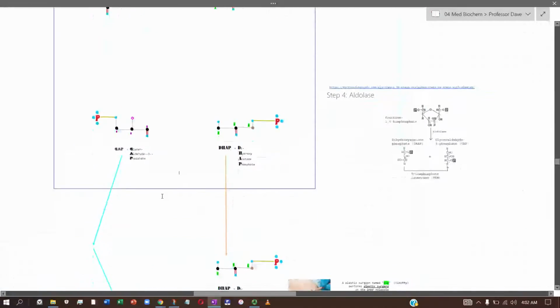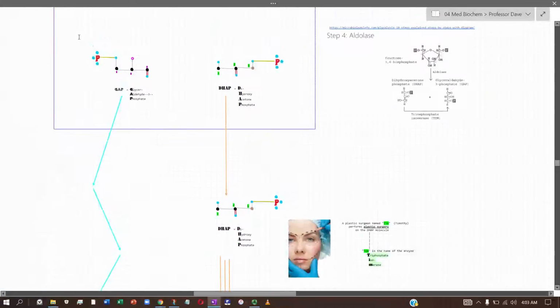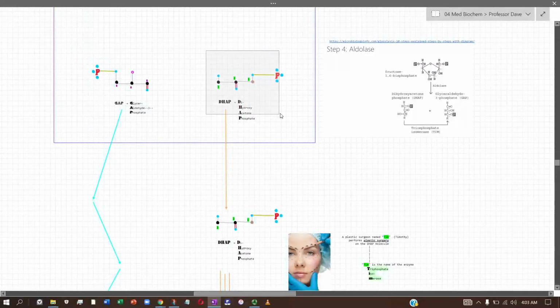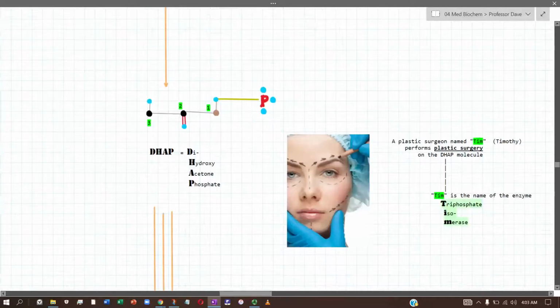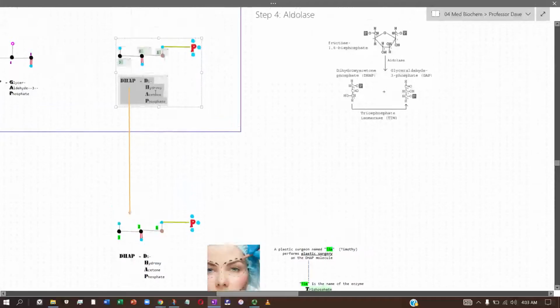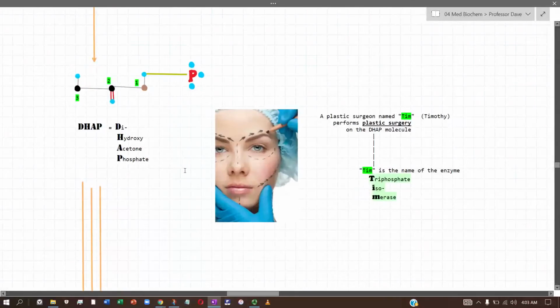All right, so GAP will remain unchanged. Let's leave that alone for now. Let's focus on DAP. What's happening with DAP? Well, here's DAP, again redrawn. It's the exact same thing as above. A plastic surgeon named Tim, his full name is Timothy, is performing plastic surgery on the DAP molecule. Tim is the name of the enzyme, by the way. It's called triphosphate isomerase.